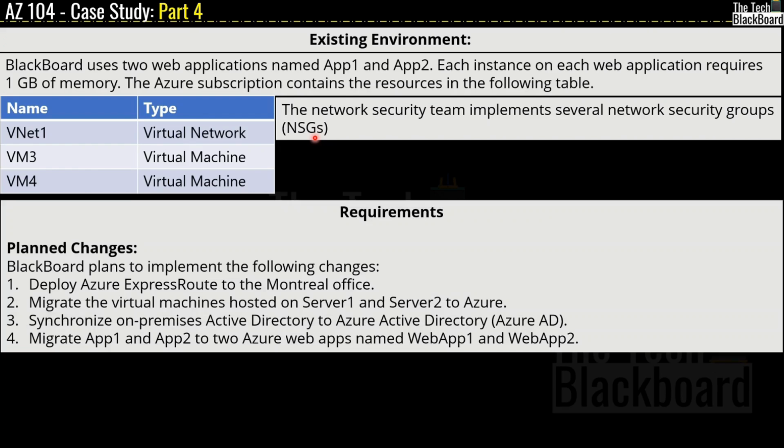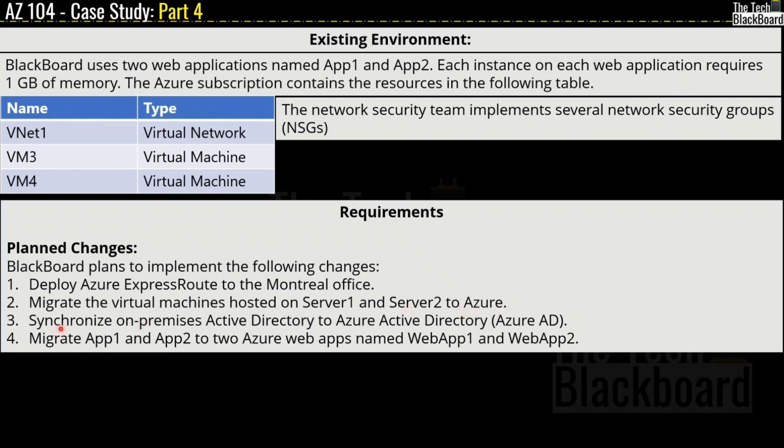Moving ahead, we have the requirement section. Here we start with the planned changes, and it says that Blackboard planned to implement the following changes. The first one is deploy Azure Express route to the Montreal office. The second one says migrate the virtual machines hosted on server 1 and server 2 to Azure.